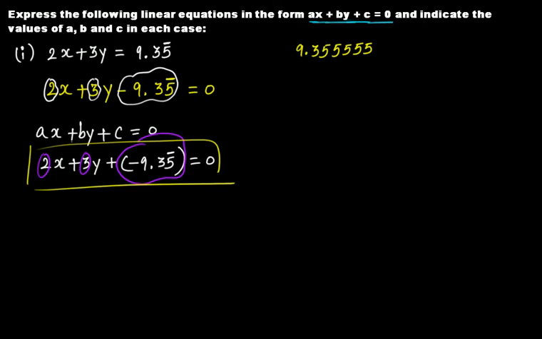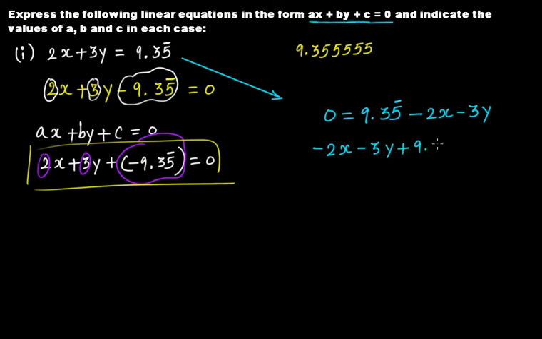But if I write the same equation as 0 is equal to 9.35 bar minus 2x minus 3y, what's the difference in these two? In the first case we transposed 9.35 bar to the left hand side, but in this case we are transposing 2x plus 3y to the right hand side. So this becomes minus 2x minus 3y plus 9.35 with the bar over 5 equal to 0.